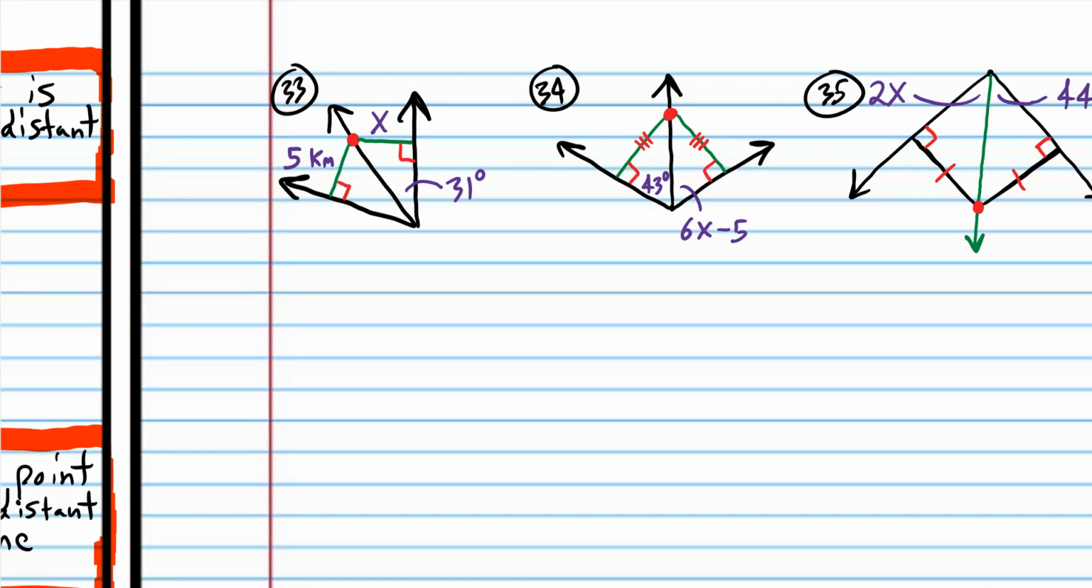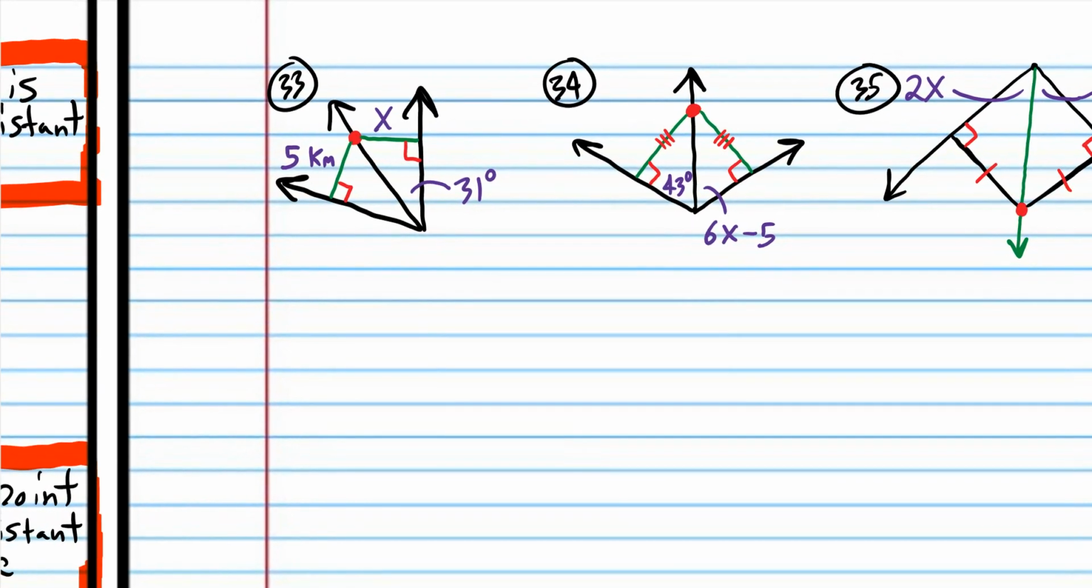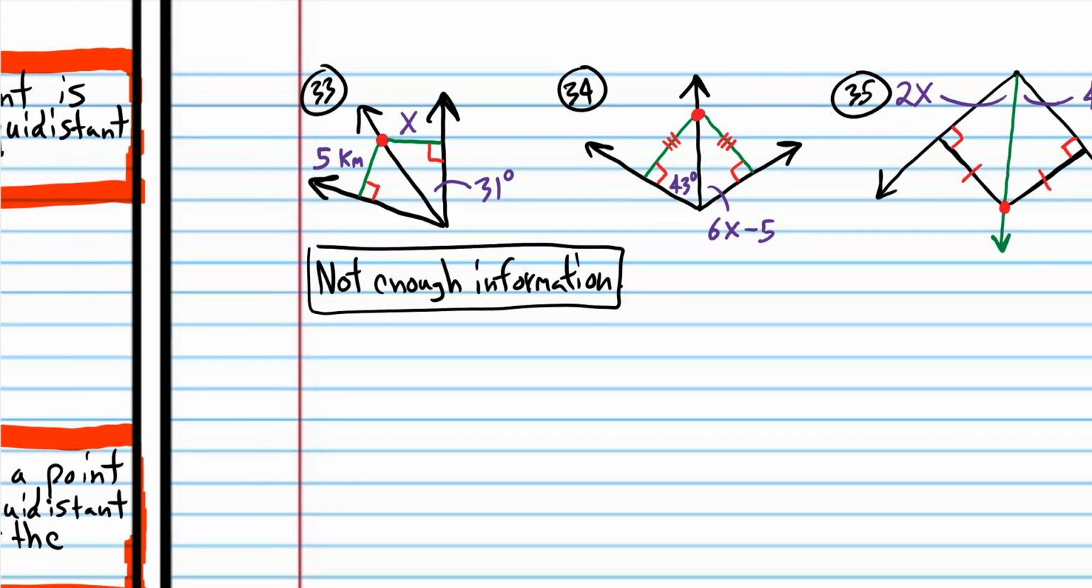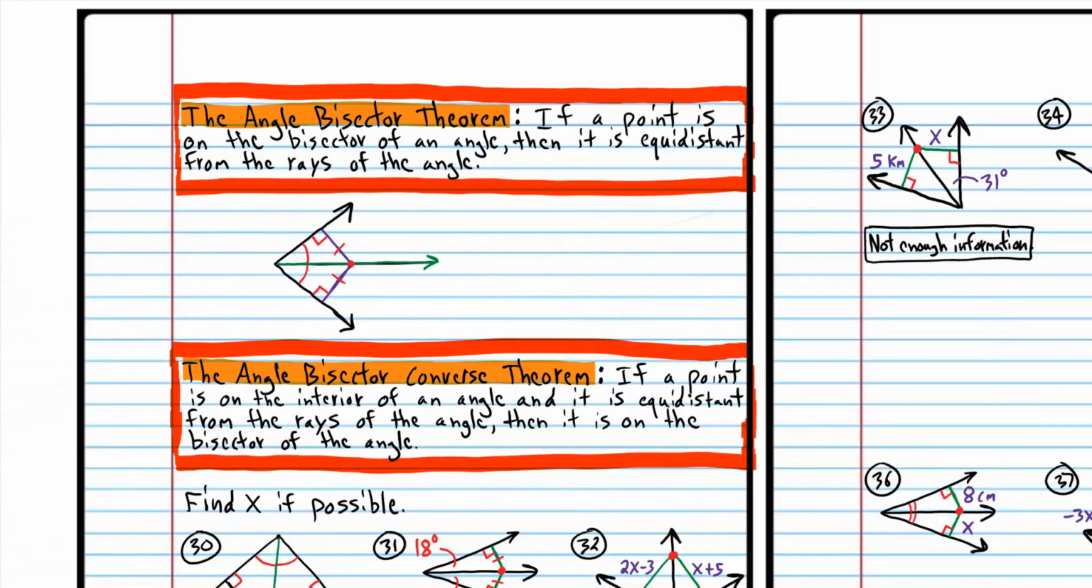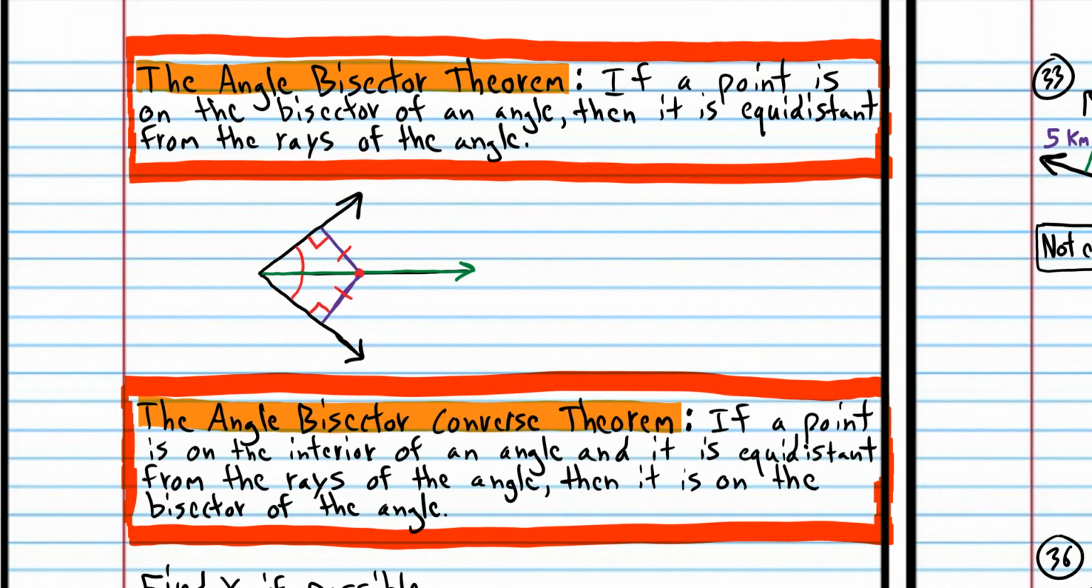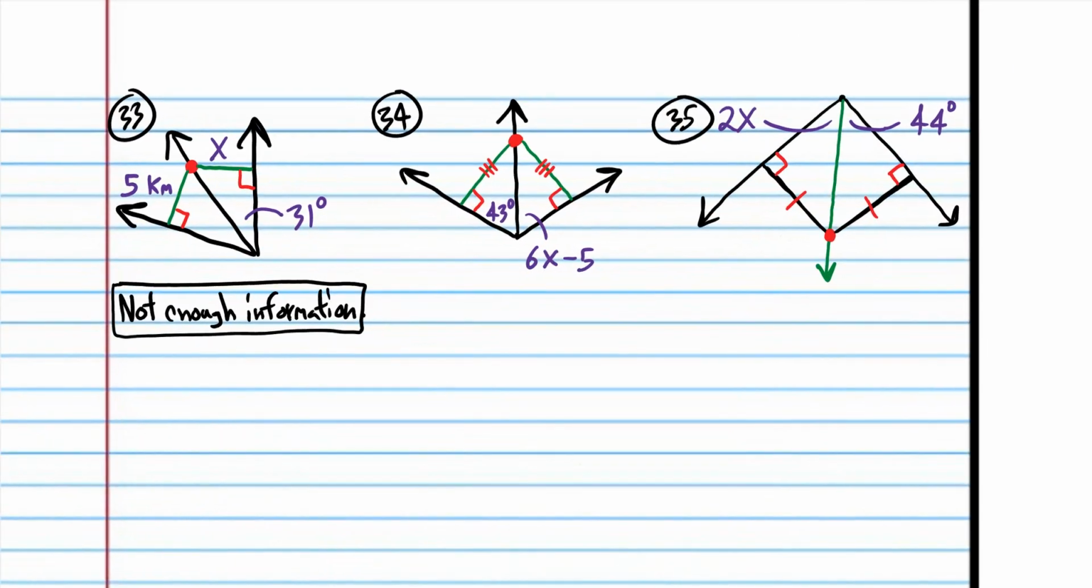So on number 33, we don't know that these lengths are equal. We do know that these are 90-degree angles. We don't know that this is the angle bisector because we know that this angle is 31, but we don't know that this angle is 31. So there's really not enough information to find x. So that is our answer, not enough information. So why don't you try number 34? And if you haven't got a screenshot of those theorems, go ahead and get that screenshot. And try 34. When you come back, we'll do it together.